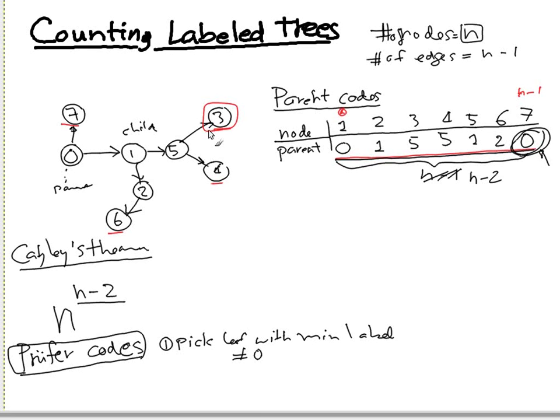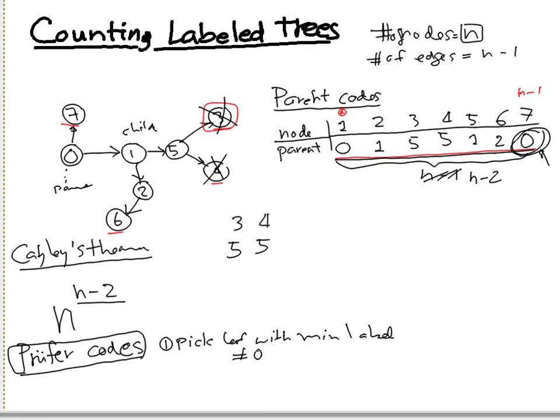So in this case when we start, it's 3, so we list 3 and its parent 5, okay? And after that we kill it, okay? Now let's pick another leaf with the minimum label. So you have 7, 6, 4. So let's kill off 4. So let's put 4 here. And its parent is still 5.